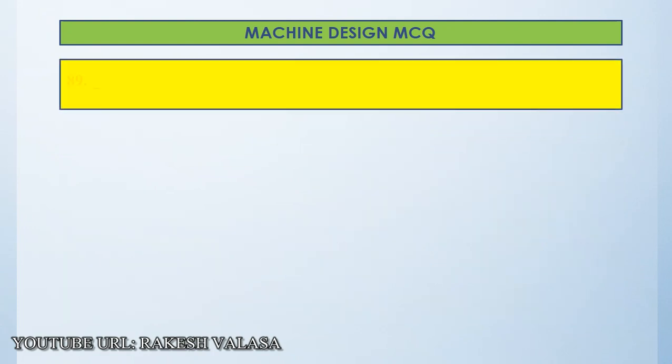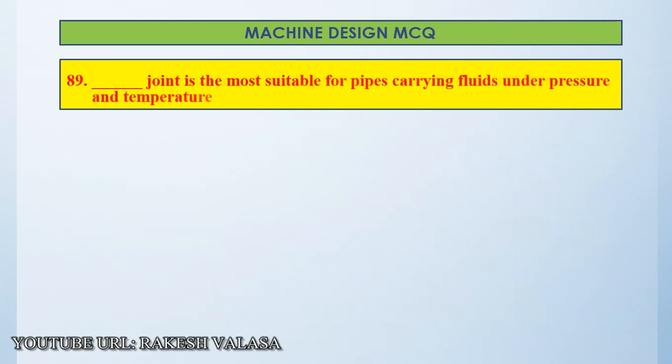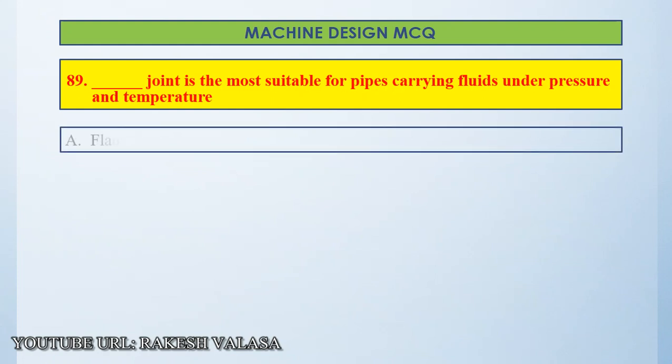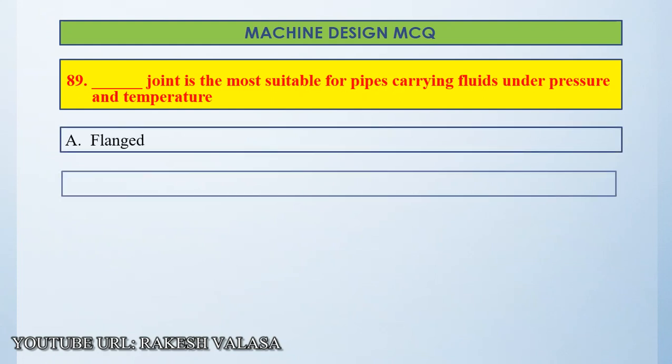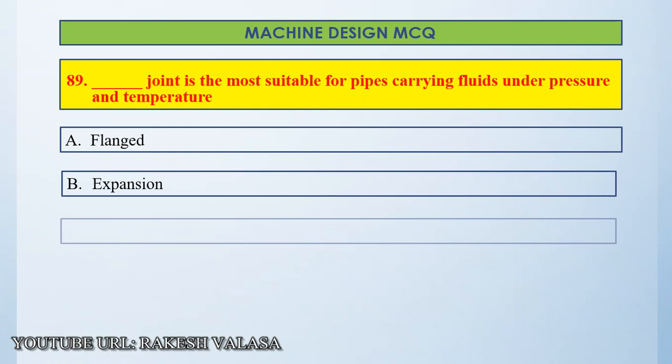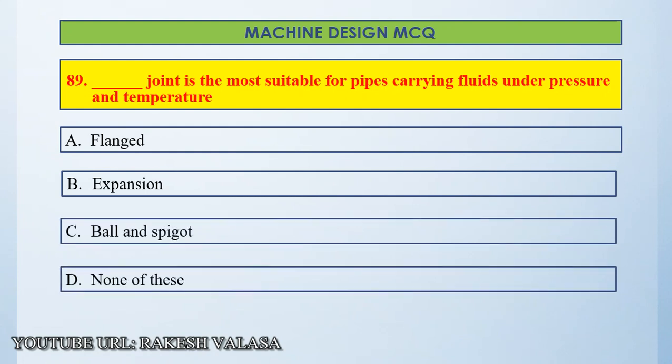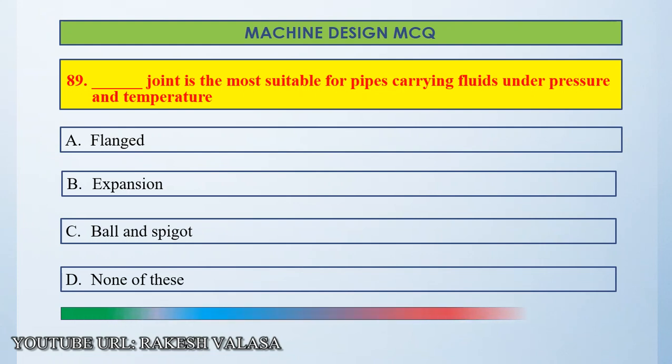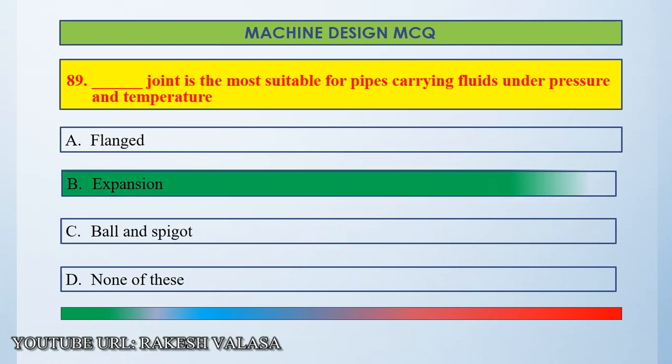Question number 89. Expansion joint is the most suitable for pipes carrying fluids under pressure and temperature. Option A flanged, option B expansion, option C ball and spigot, option D none of these. The correct answer is option B. Expansion joint is the most suitable for pipes carrying fluids under pressure and temperature.